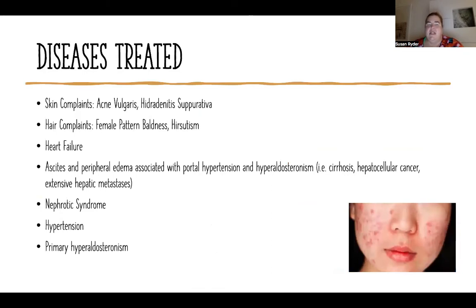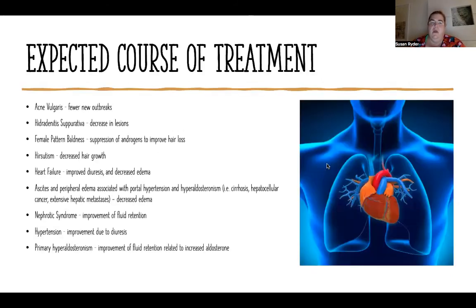Diseases that are treated: skin complaints, acne vulgaris, hidradenitis suppurativa, hair complaints, female pattern baldness, hirsutism, heart failure, ascites and peripheral edema associated with portal hypertension and hyperaldosteronism, things like cirrhosis, hepatocellular cancer, extensive hepatic metastases, nephrotic syndrome, hypertension, and primary hyperaldosteronism. The expected course of treatment for acne vulgaris is fewer new outbreaks.